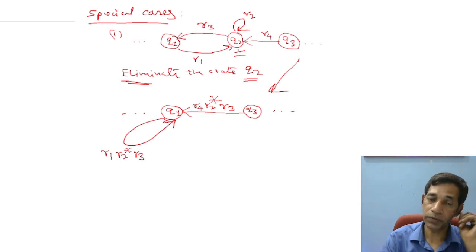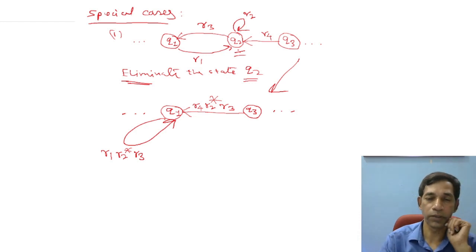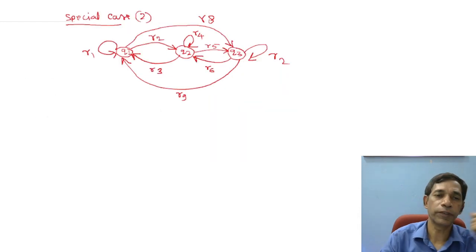So these are the only situations. From Q1, you can go to Q2, then coming back to Q1, you have only one outgoing edge. And once you are at Q3, then also you have only one outgoing edge. So this is the situation. So this is the special case. Now we consider special case 2.